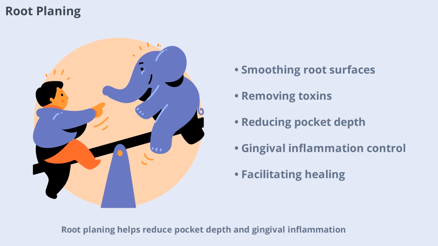Root planing helps reduce pocket depth and gingival inflammation, improving overall periodontal health. By ensuring the roots are clean and smooth, clinicians facilitate healing and prevent recurrence of disease. Root planing is often combined with scaling for optimal results.